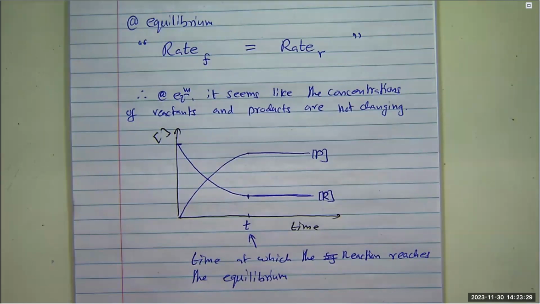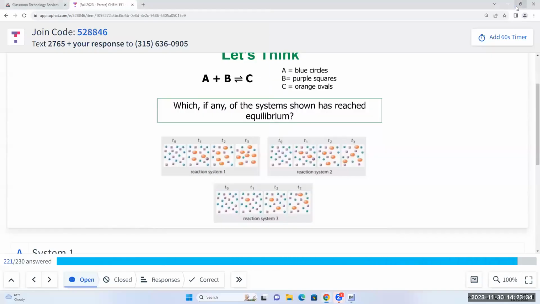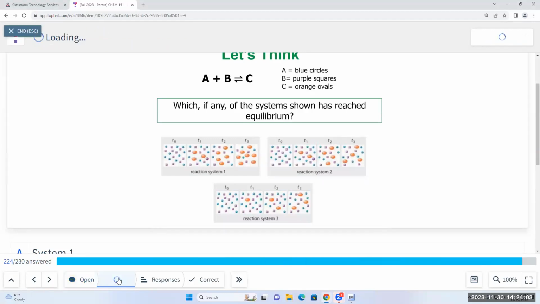Now I'm going to talk about the question and then I'll take your questions. On Top Hat, let me show you. If you take system 1, at T0, we have all reactants, because the orange ovals are the products. At T1, it's 3. At T2, it is 5. And at T3 it is more than that, meaning the concentration of products is changing. Therefore, we don't see that system 1 has reached equilibrium at this point. You know what? I want to stop collecting answers for the moment.